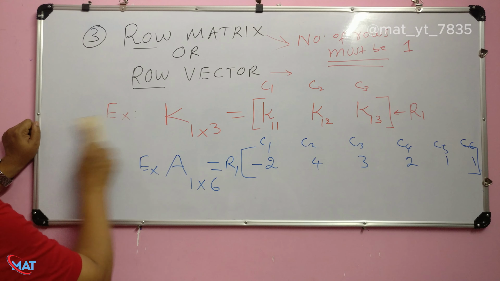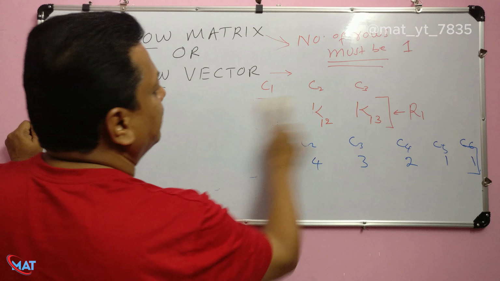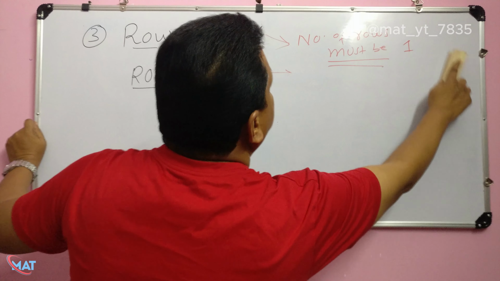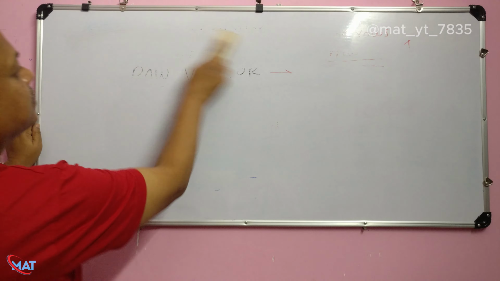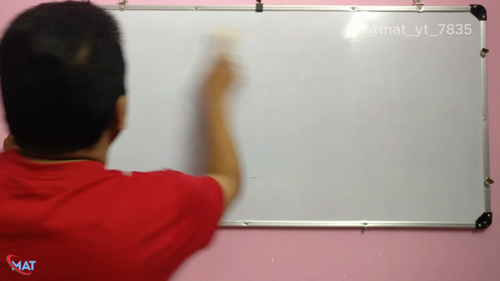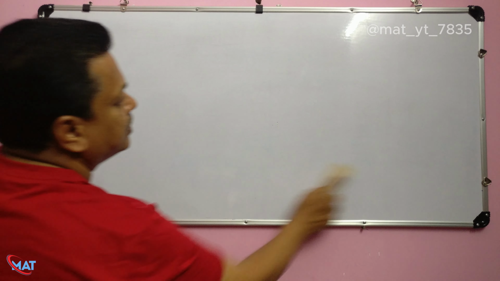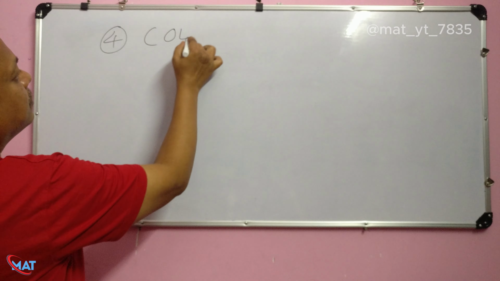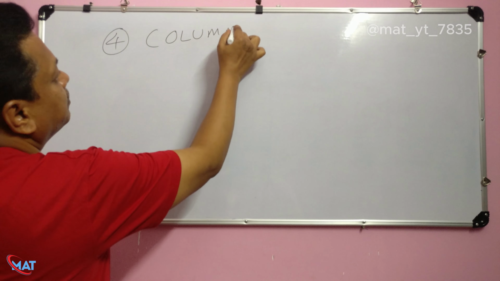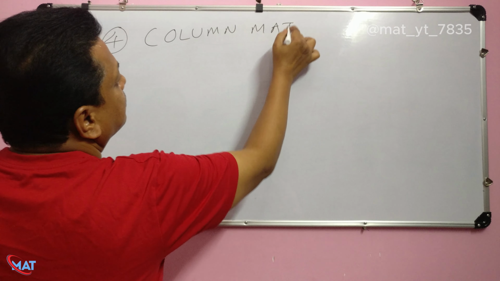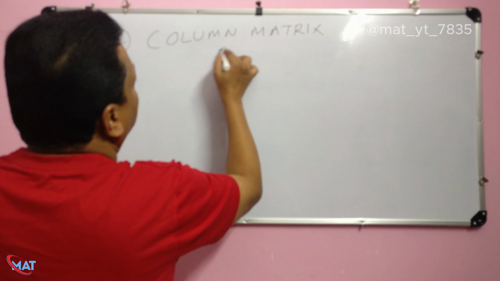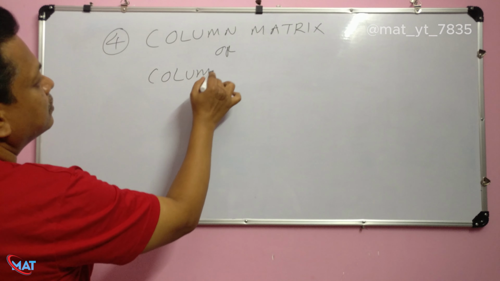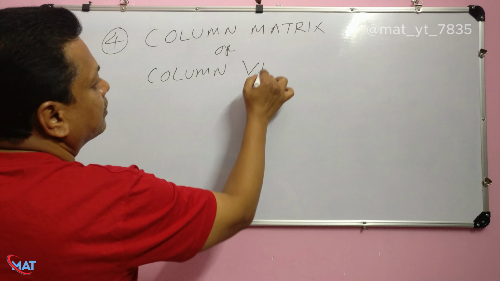Let us continue with one more, just the quite opposite. We have discussed the row matrix or row vector. Now we can see the next one, the column matrix, also called a column vector.